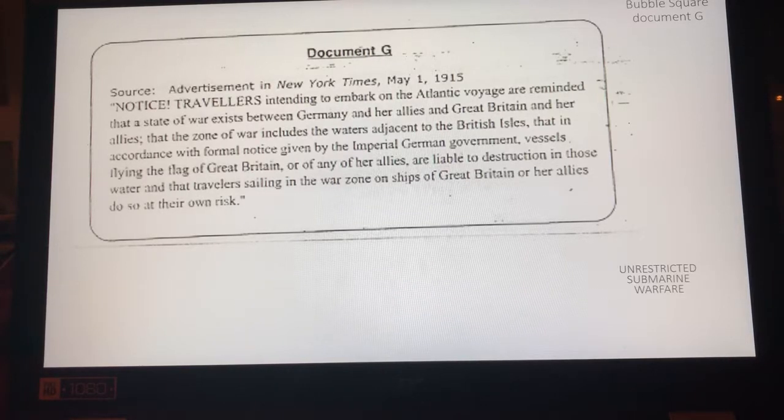So this is our next reason. It's called unrestricted submarine warfare. The Germans want to wage unrestricted warfare because they want to make sure they give that warning, but they could bring their vessel out without having to give up its secrecy. So this is 1915, May 1st.